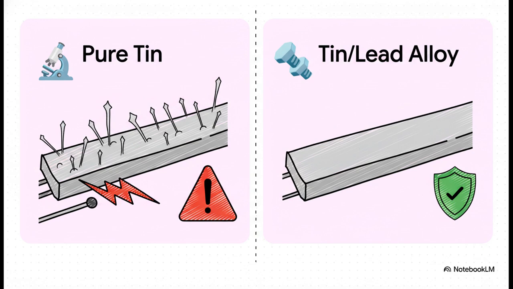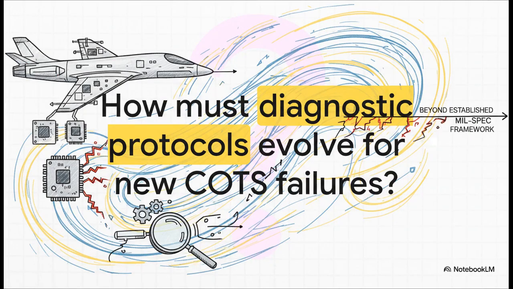that destroys adjacent hardware. The aerospace mitigation, mandated by standards like GEIA-STD-0005-2A, is the use of a tin-lead alloy with a minimum of 3% lead, which quenches whisker growth. This leads to a final, forward-looking consideration. As avionics increasingly integrate commercial off-the-shelf components using non-aerospace materials, how must diagnostic protocols evolve to predict and mitigate novel, system-level failure modes that fall outside the established MIL-SPEC framework?